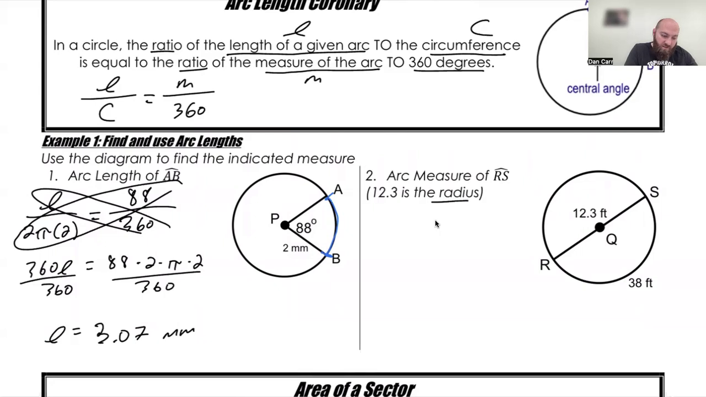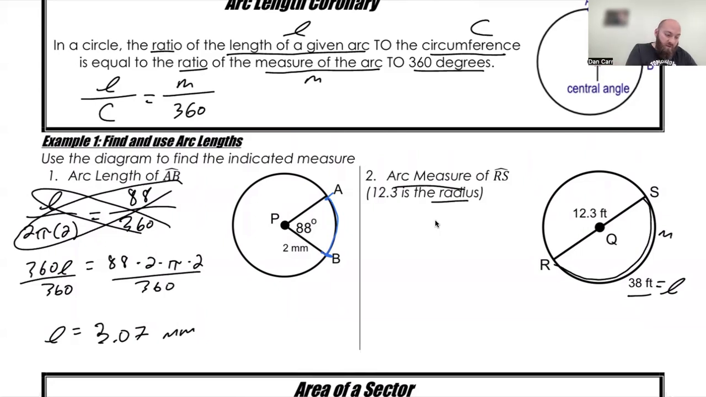In this case, we have 12.3 as the radius, and we want to find the arc measure of RS. We're still going to use that same idea, but we're going to look for the degree measure going from here to here, because we have the arc length of 38. So we're trying to find M in this case. What is the M degrees that would be the arc measure?